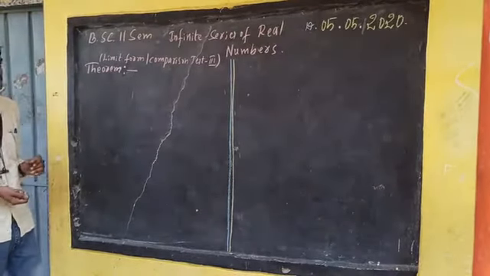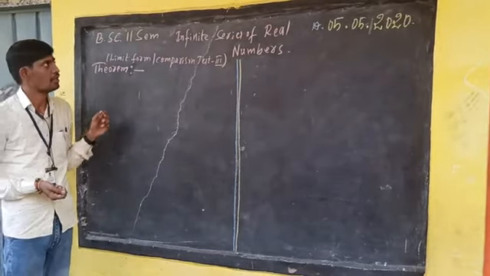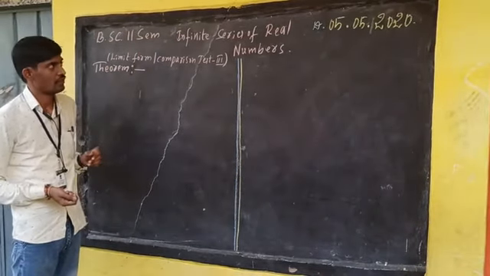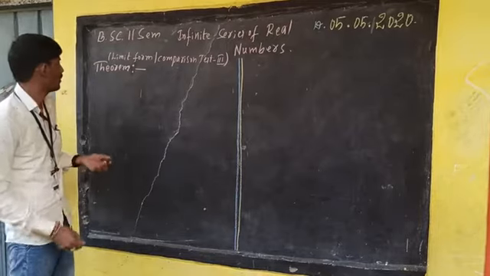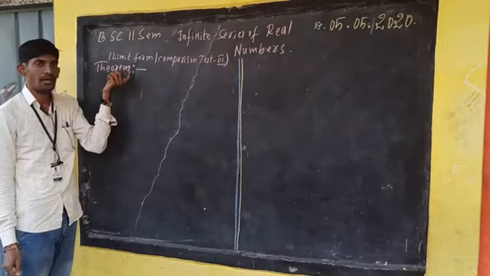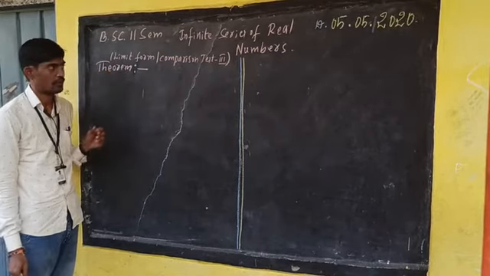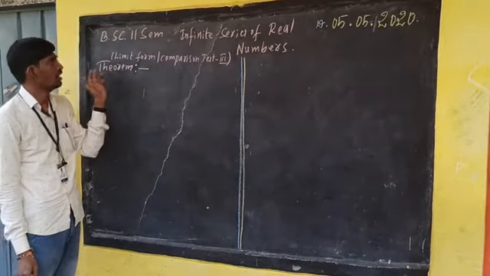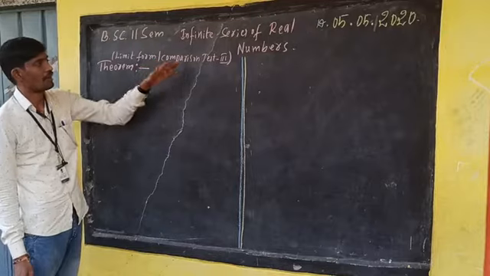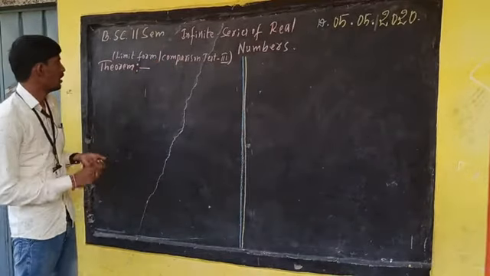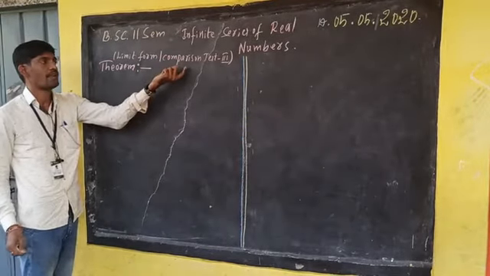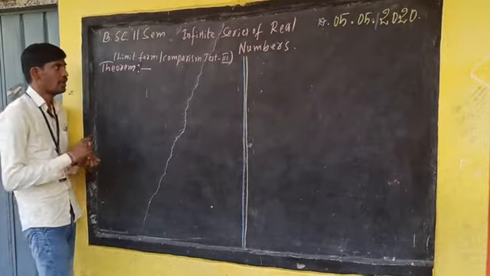Today I will discuss BSc second semester, topic: infinite series of real numbers. Before the lockdown, I completed the comparison test second form. Now we continue with the limit form, the comparison test third form. What is the statement of the comparison test third form?